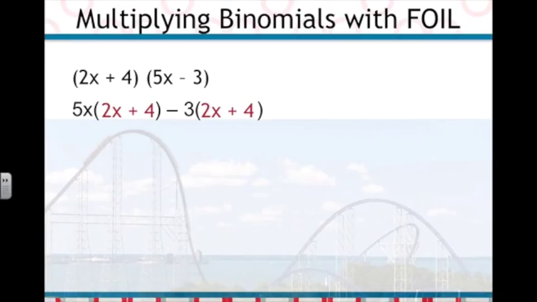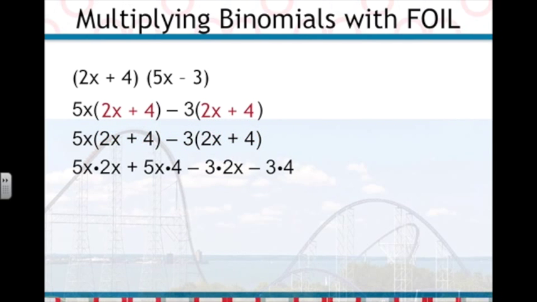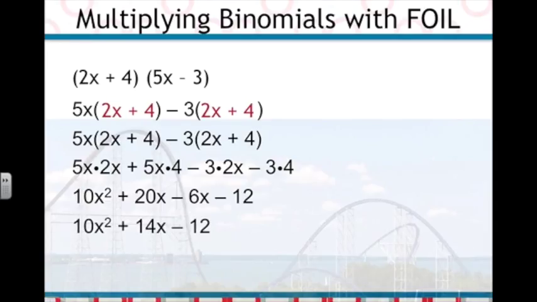Now we need to distribute again. We distribute the 5x to the first 2x and plus 4, and the negative 3 to the second 2x and plus 4. Completing the multiplication, we get 10x squared plus 20x minus 6x minus 12. We still have two like terms to combine, so we need to simplify 20x minus 6x to get our final answer, 10x squared plus 14x minus 12.